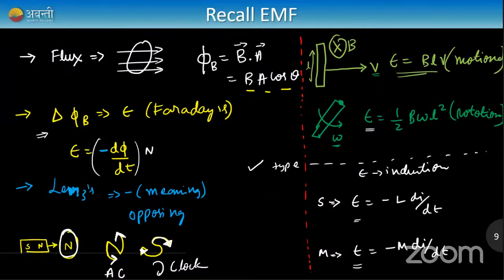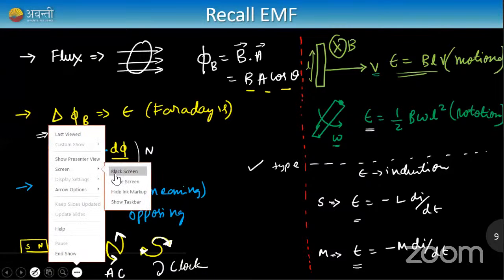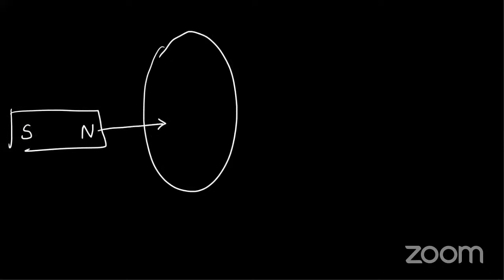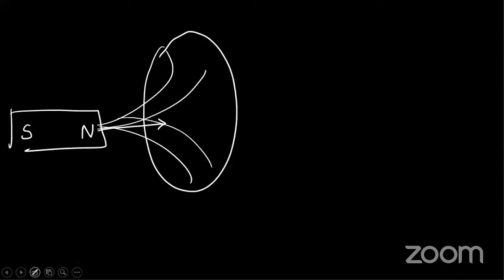Lenz's law. Let me recall it very quickly. Imagine I have a coil here and I'm inserting a magnet into the coil. A north pole is being inserted. When I'm inserting a north pole into this coil, what's happening? The flux is increasing in the coil. When the flux is increasing in the coil, this coil will try to oppose the increase in flux. So it will create a north pole here.